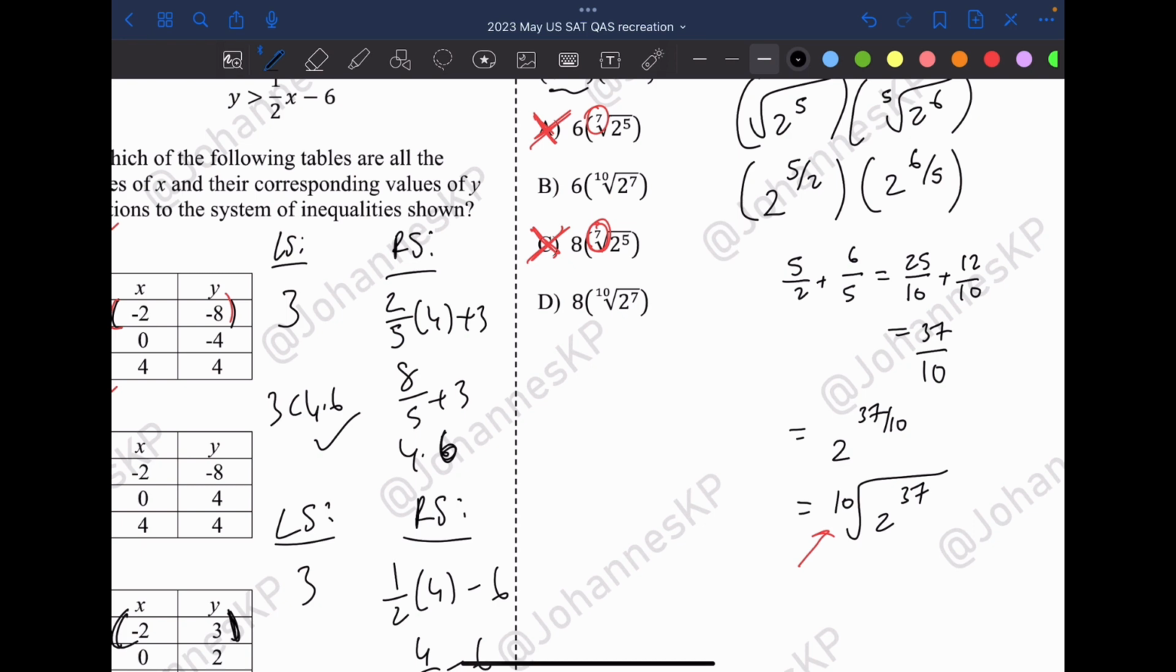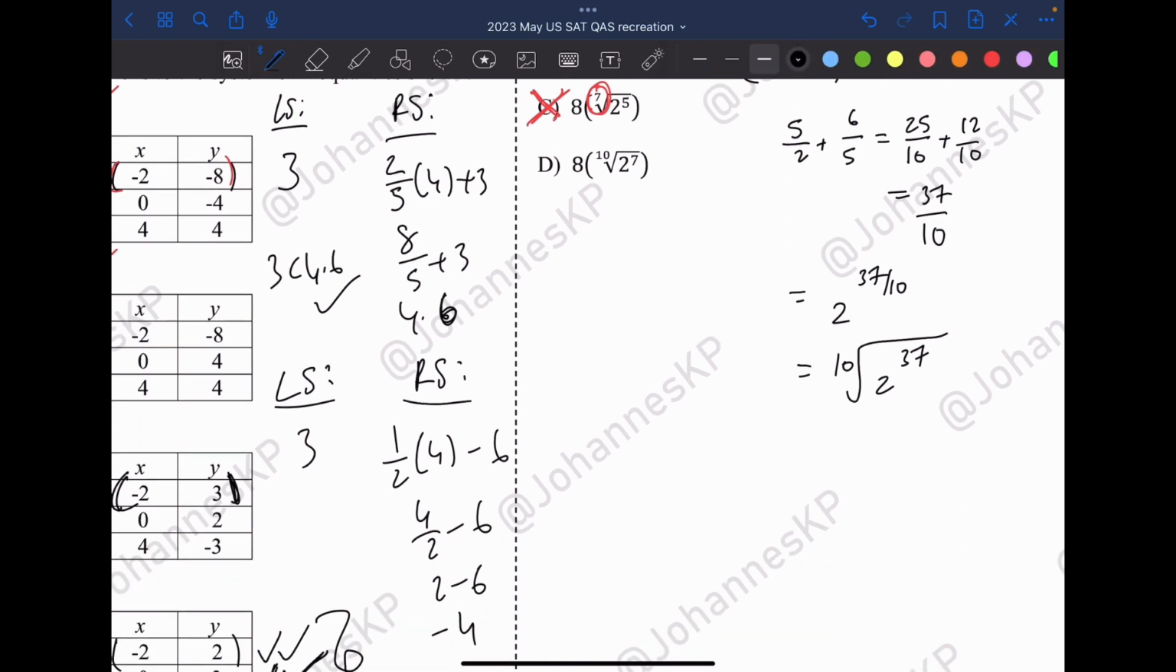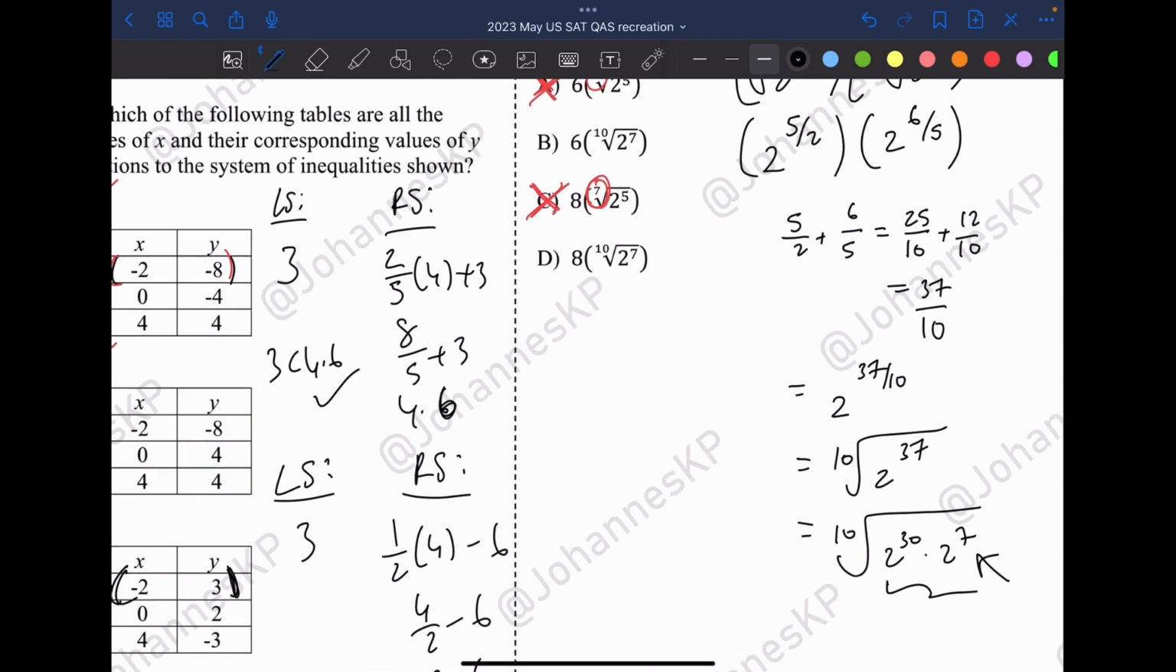We need to change it up a bit. So what we can do is split them up. This would be the 10th root of 2 to the power of 30 times 2 to the power of 7. This works because when you multiply, you add exponents. So this would give us back 37, and we also got the 7 that we wanted because both answers have 7s here.